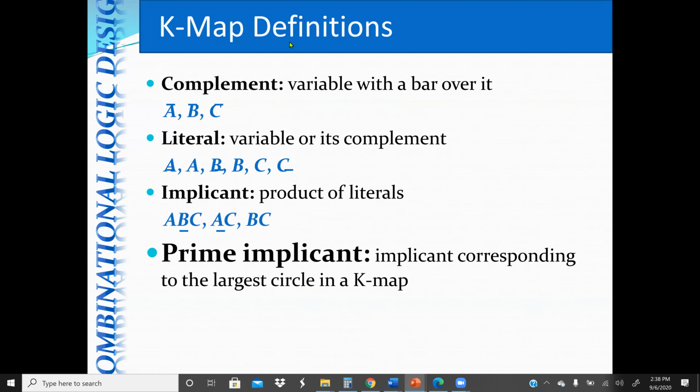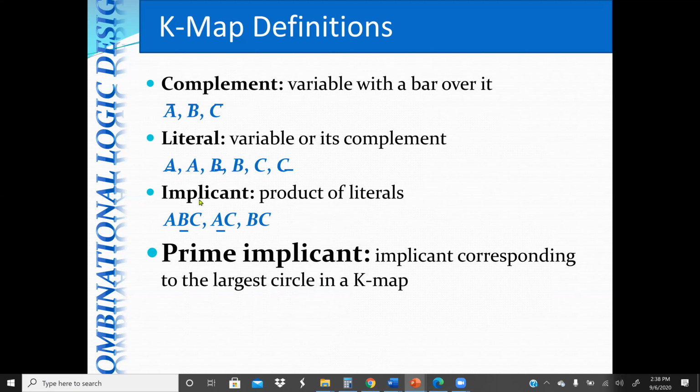So the K-map definitions: a complement is normally a variable with a bar over it, so A complement, B complement, C complement, which we normally represent as zeros. A literal is a variable or its complement, so A, A complement, B, B complement, C, C complement. An implicant is a product of literals. It can be ABC, or AB, or B complement C, any product. So here we have 3 products: ABC, AC, and BC.